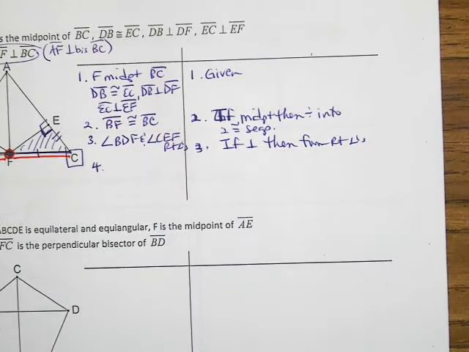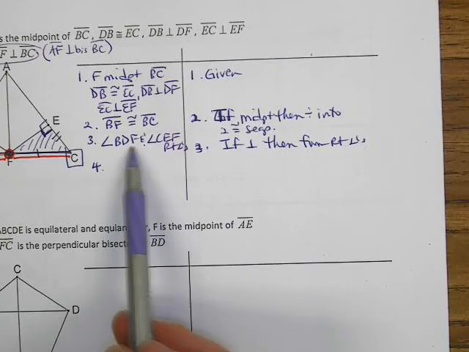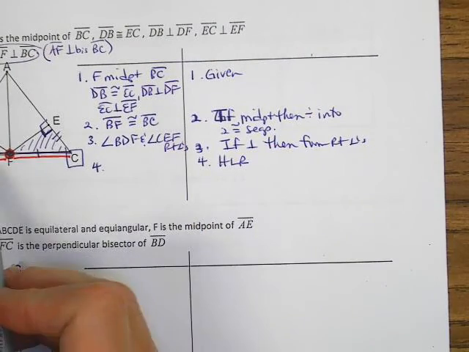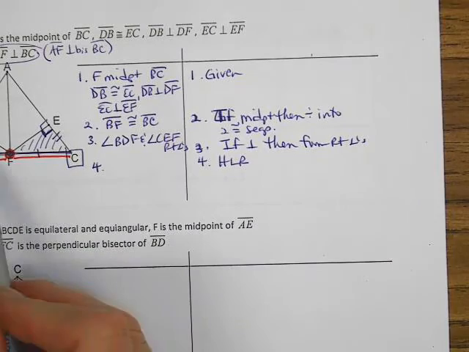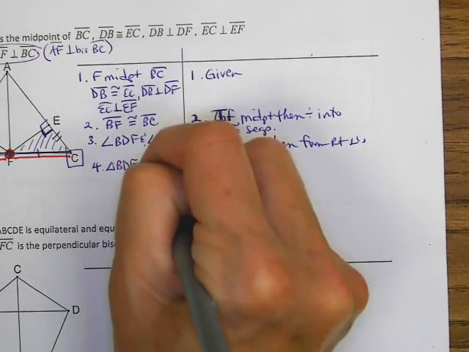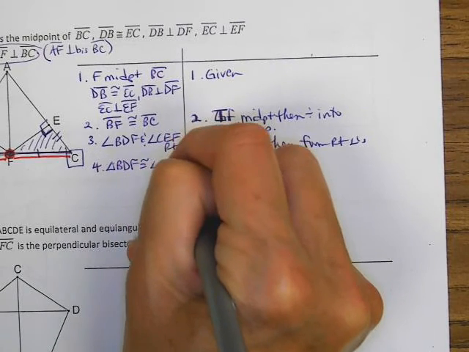And then for 4, I think I can get the triangles congruent. I'm not going to say these angles are congruent because I'm going to be using HL. I have right angles, a hypotenuse, and a leg. So that's triangle BDF congruent to triangle CEF.